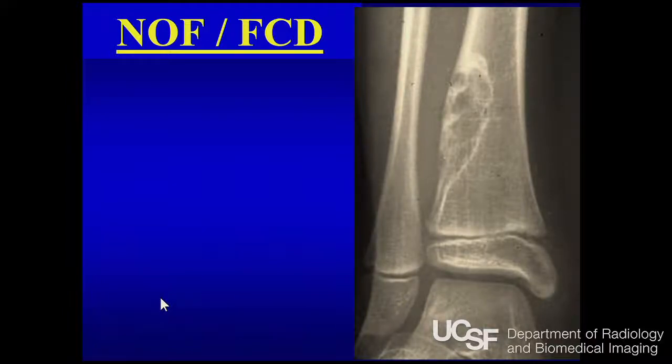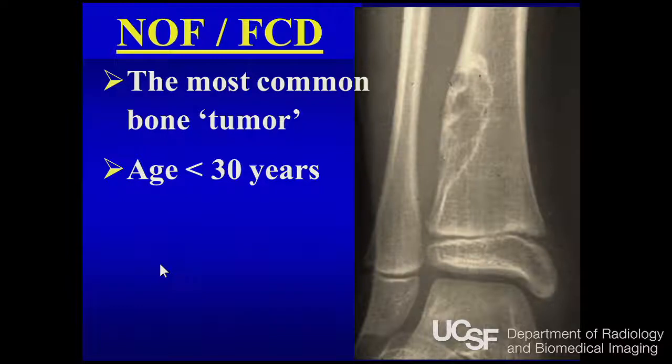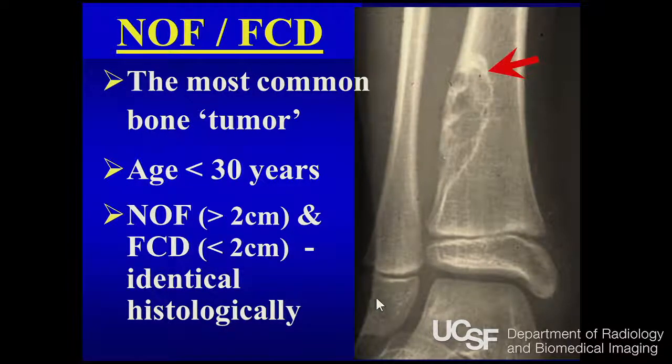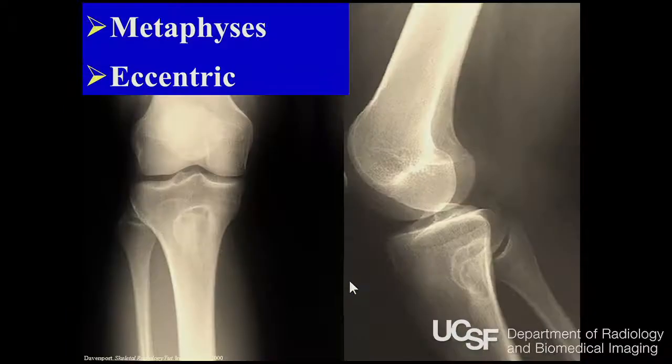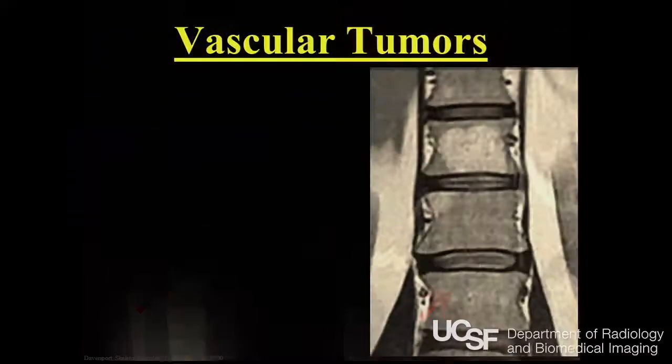Moving on to the fibroxanthoma, or non-ossifying fibroma, or fibrous cortical defect. These are the most common bone lesions. They typically occur under the age of 30, and we talk about non-ossifying fibromas if less than 2 cm, fibrous cortical defects if greater than 2 cm, although both are identical histologically. These classically occur in the metaphyses in an eccentric location, have sclerotic margins, and are don't-touch lesions.